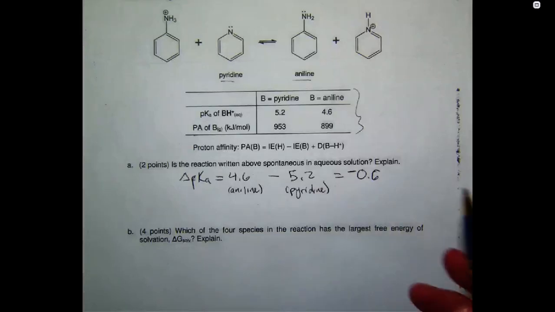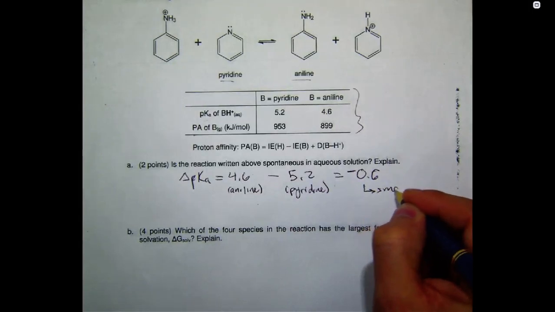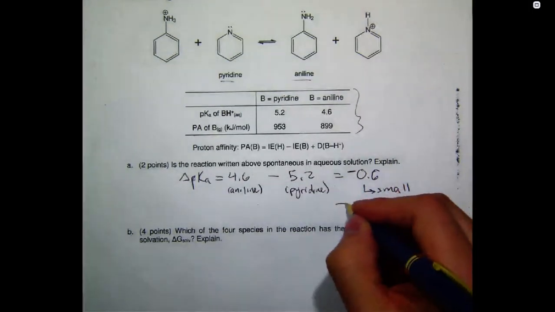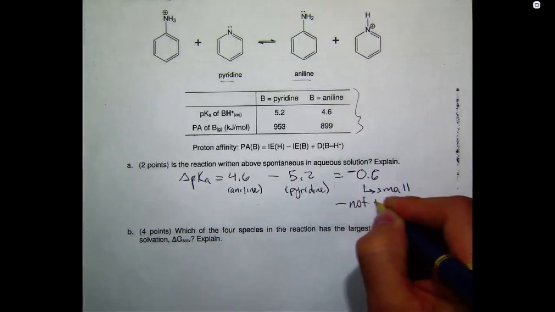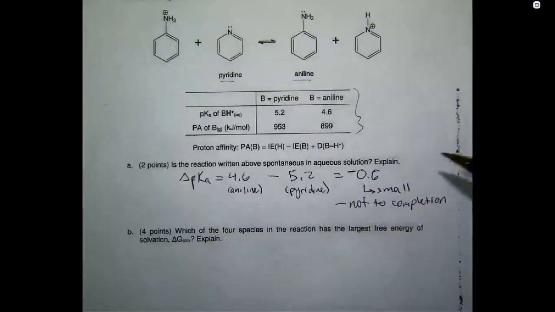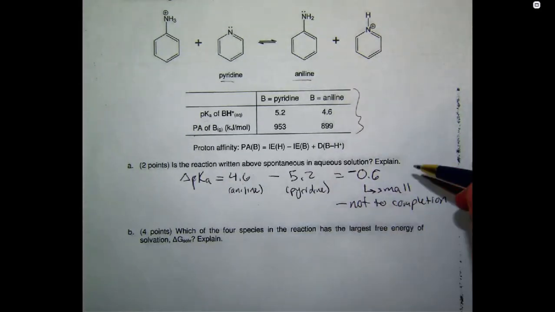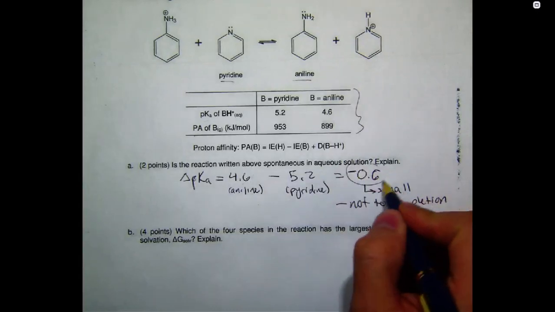Okay, so two things about this value. One, we see that this value is small. So we can conclude that it doesn't go to completion. However, whether or not the reaction goes to completion doesn't have anything at all to do with whether or not it's spontaneous. And for that matter, whether or not a reaction is fast or slow has nothing to do with whether the reaction is spontaneous. All we care about is whether the reaction is going to be exothermic or endothermic, and the sign of this pKa value tells us that.